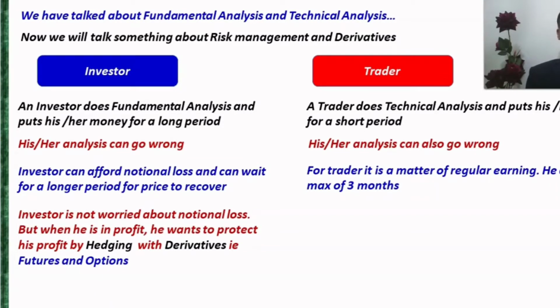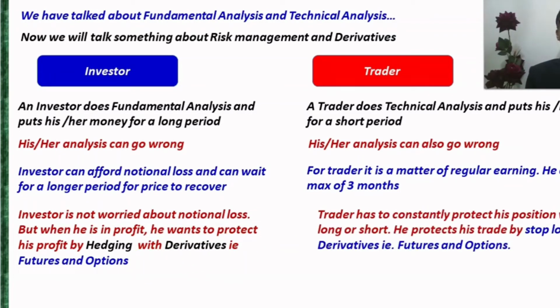But when he earns a profit, when his computer screen shows profit, and if that profit is much more than what he was expecting, then he gets a little anxious and he wants to protect his profit. How does he protect his profit? He does it by hedging, and for the purpose of hedging, he uses derivatives like futures and options.